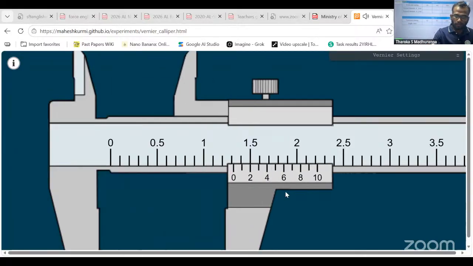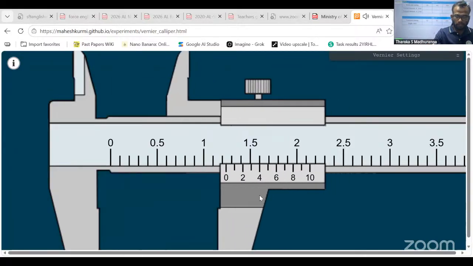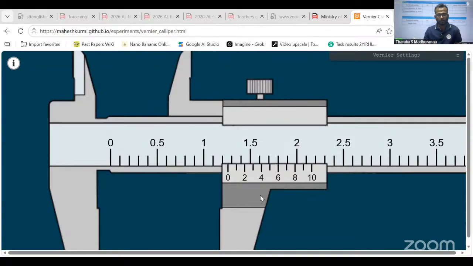You can get any measurement using this instrument. Now think the previous measurement was 13.3 millimeter. Then how to get the correct reading? 13.3 millimeter, add 0.2 millimeter. Because of wearing off, for the correct reading we have to add the negative zero error to get the correct reading. Then 13.5 millimeter is the correct reading.